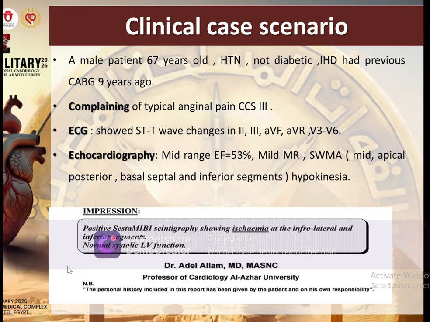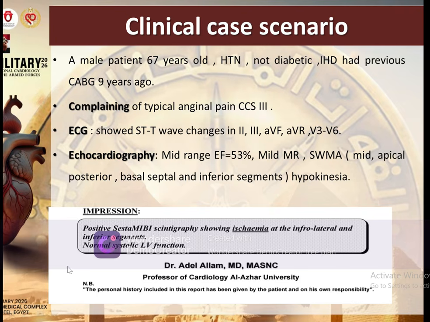This case is a male patient, 67 years old, hypertensive, non-diabetic, with ischemic heart disease, who had a previous CABG 9 years ago. He complains of typical anginal pain, Canadian Cardiovascular Society class 3. ECG shows ST segment changes in the inferior and lateral leads. Echocardiography shows a mild impairment of ejection fraction, 53%, a mild mitral regurgitation, and segmental wall motion abnormalities with hypokinesia in the mid and apical posterior and the basal septal inferior walls.